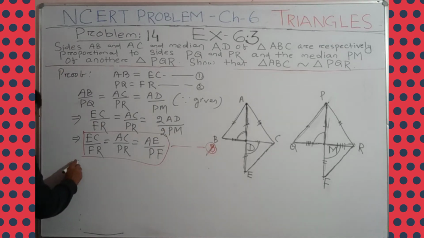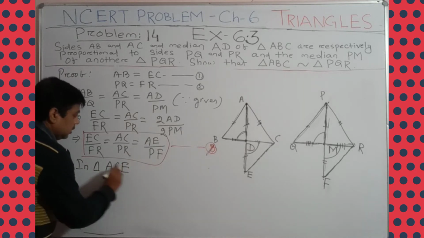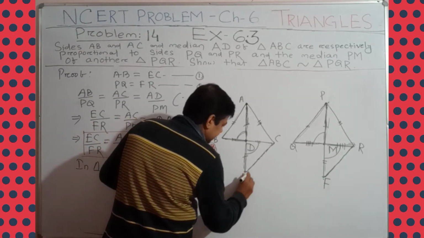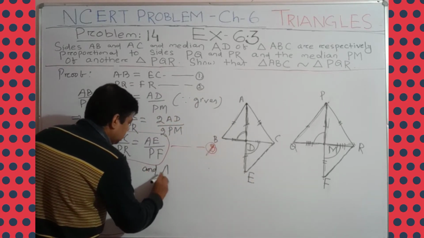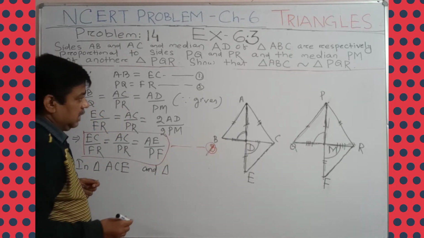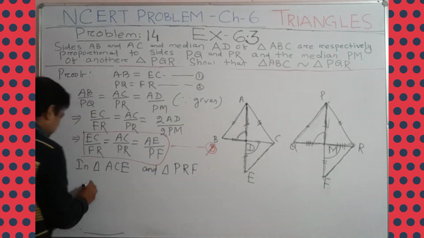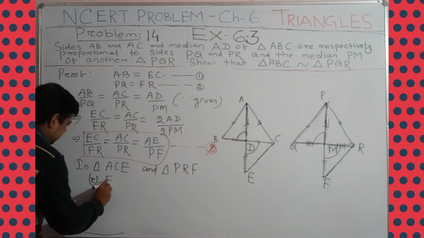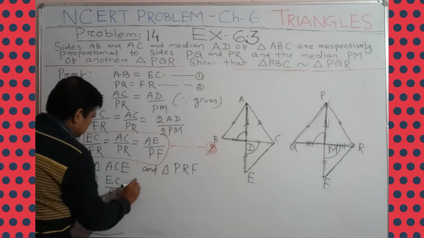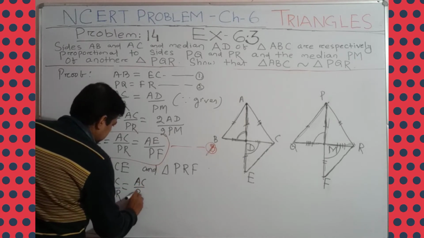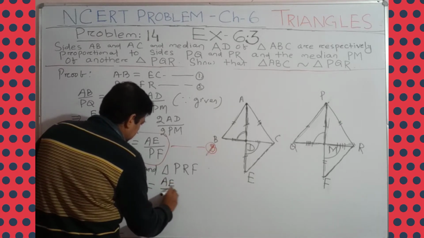In triangle ACE, this point is point E. And triangle, which triangle? ACE and triangle PRF. What are you finding here? Already we have proved it. EC by FR, yes or no? Equal to AC by PR, yes or no? Equal to AE by PF, yes or no?